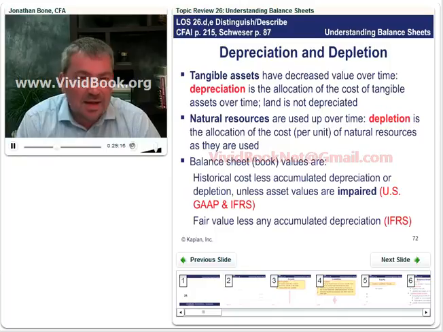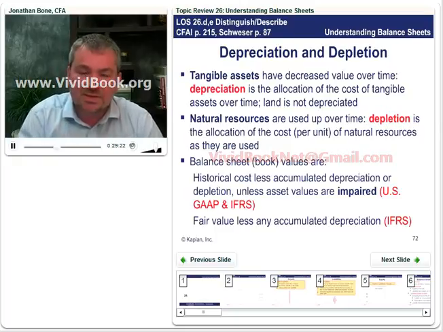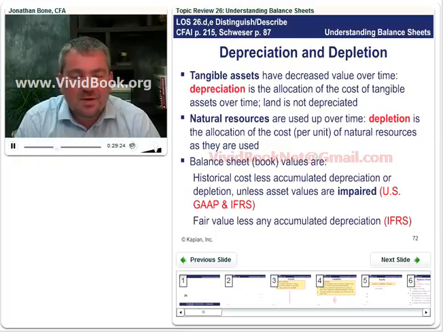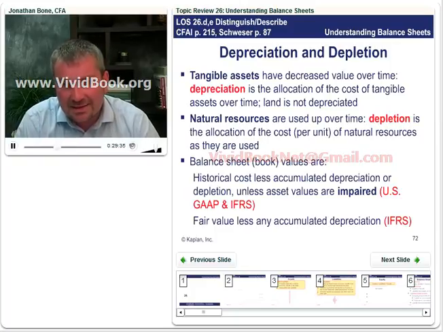Intangibles are going to be amortized, which is really just depreciation, but what we call it for an intangible. And natural resources, as they're used up over time, we use a method called depletion. Essentially, as you extract a natural resource, if it's an oil field or a gas field, or as you cut down timber in a wood, you deplete that natural resource. And of course, the other side is you convert it into inventory for sale.